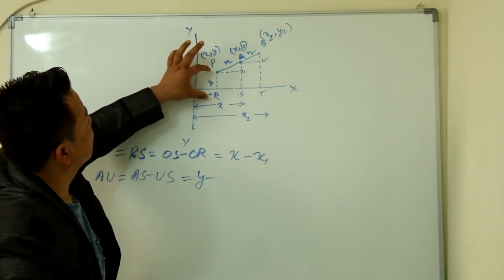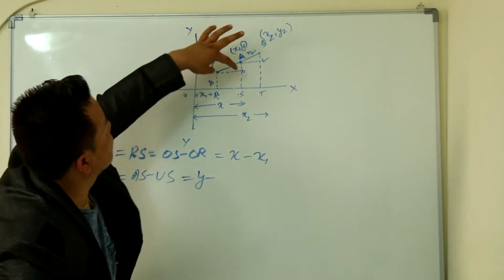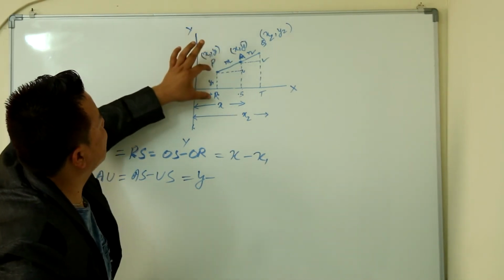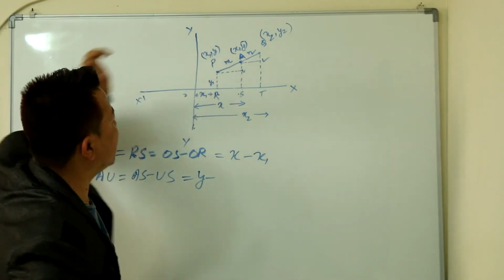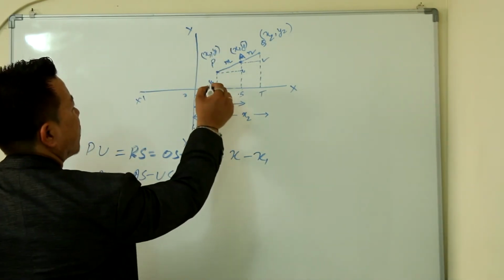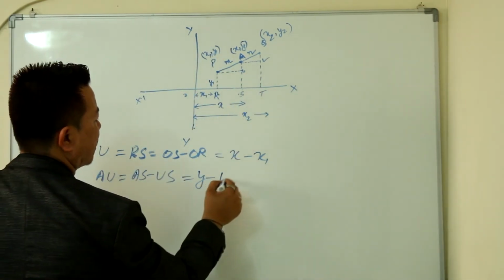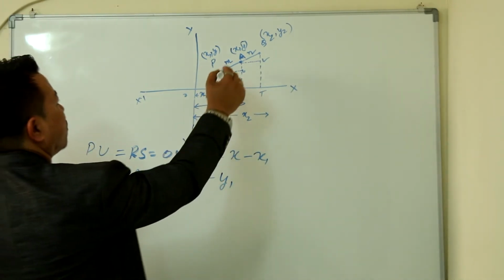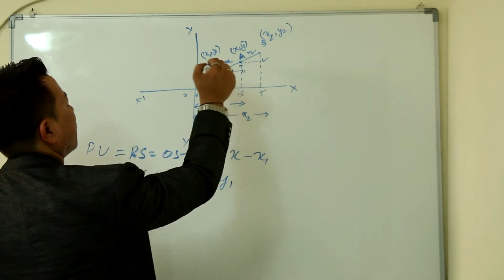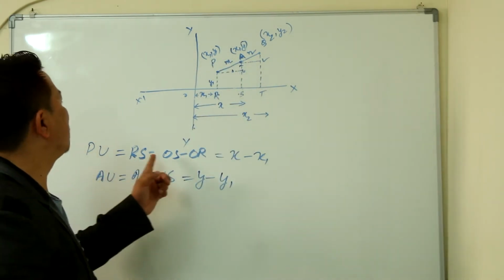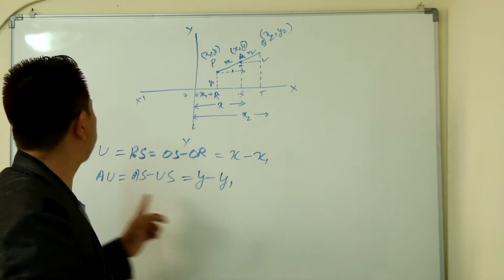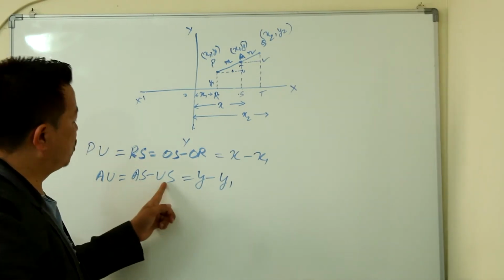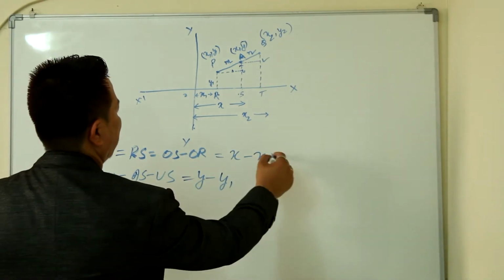And what is the value of US? Since PR is parallel, this line is parallel, therefore PR is equal to US. So the value of PR is Y1, definitely US will be Y1. So you got this value. PU is equal to RS, OS minus OR is equal to X minus X1. Similarly, AU is equal to AS minus US, Y minus Y1.